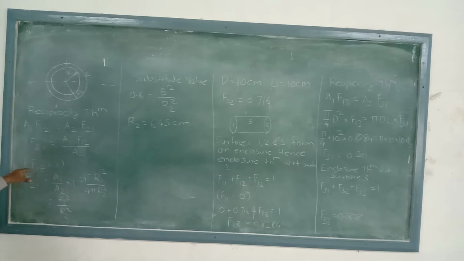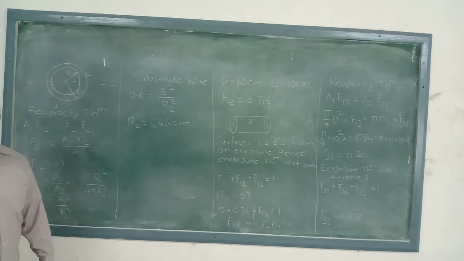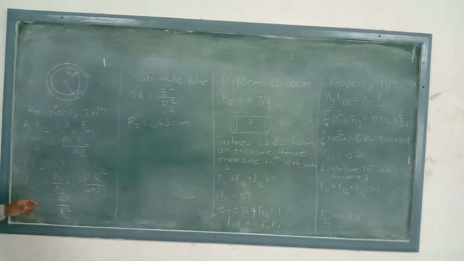So we are substituting this F1 to 2 value in this equation. This equation becomes F2 to 1 is equal to A1 upon A2 into 1. Now the area of this sphere is 4 pi r1 square, and the area A2 of the second sphere is 4 pi r2 square. Now 4 pi and 4 pi get cancelled and the only remaining is F2 to 1 is equal to r1 square upon r2 square.